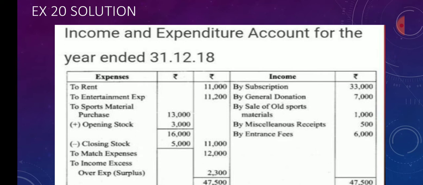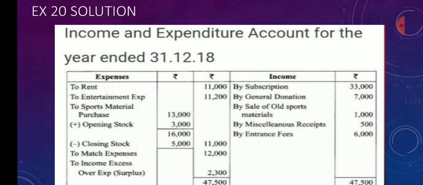We will compare the income and expenses sides at the time of totaling both sides. If the total of the credit side of the income and expenditure account is more than the total of the debit side, the excess of income over expenditure, the balancing figure of the income and expenditure account, is either surplus or deficit. So the income side is 47,500 and the expenses side is 45,200.